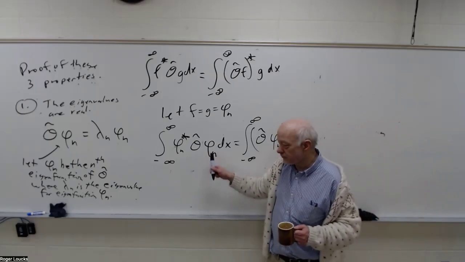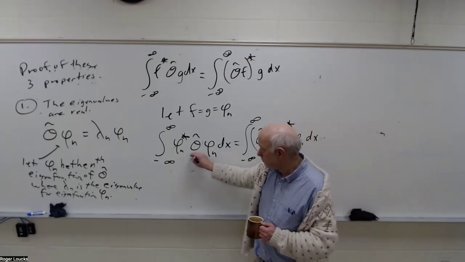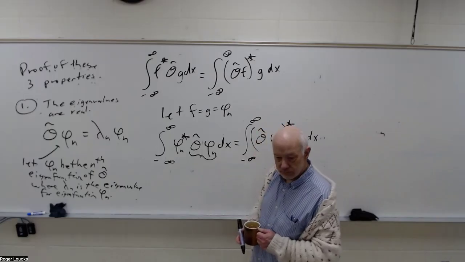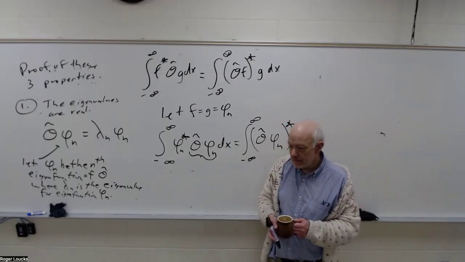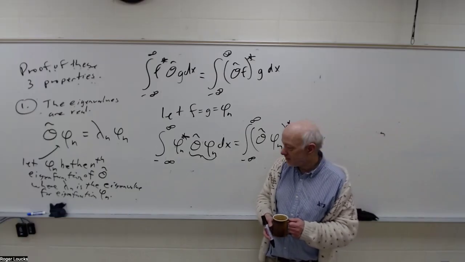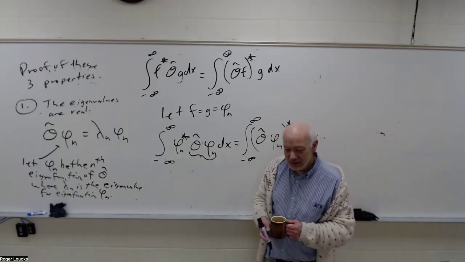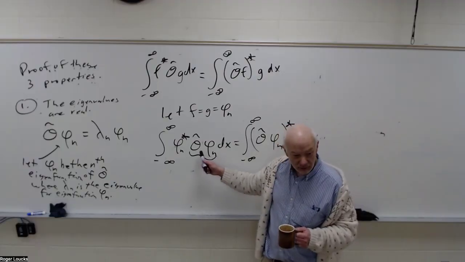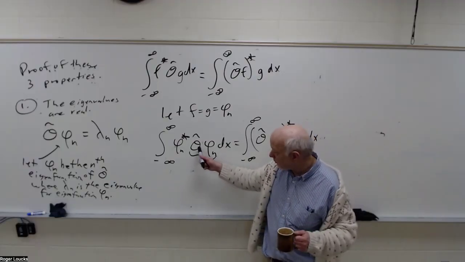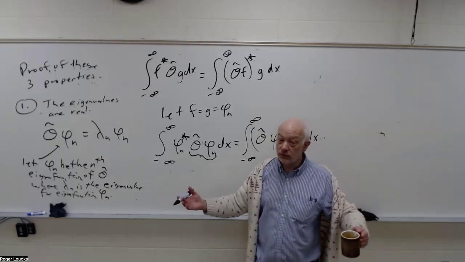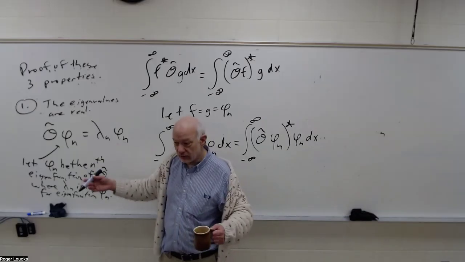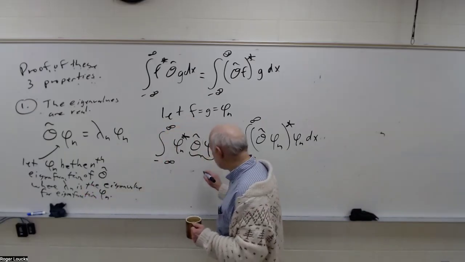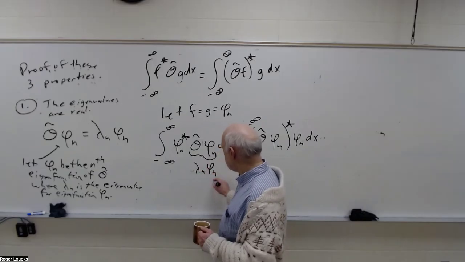What happens when O acts on phi n? What do we say phi n is? It's an eigenfunction of O. What does it mean to be an eigenfunction? When this operator acts on it, you get the function back times a constant, and that constant is called the eigenvalue. So this is equal to lambda n phi n.